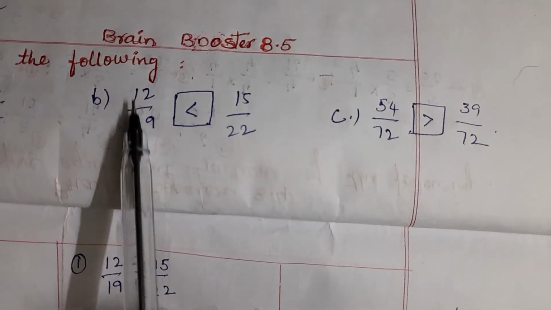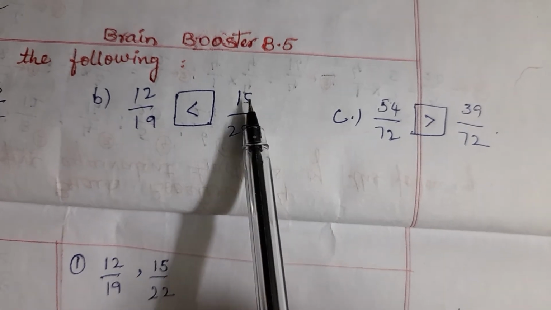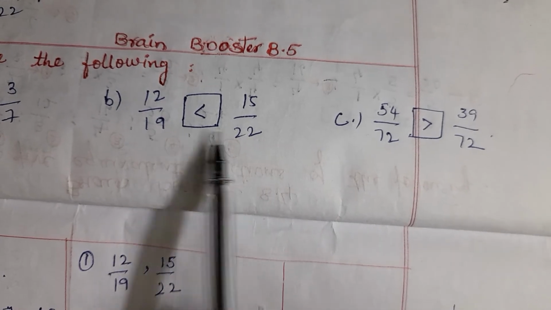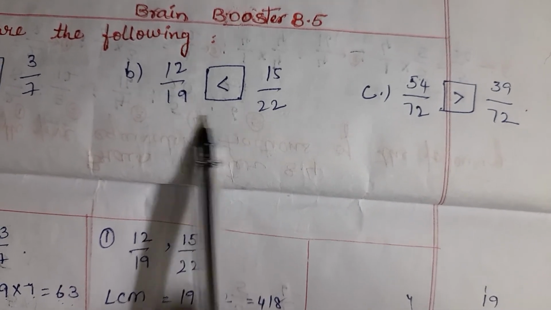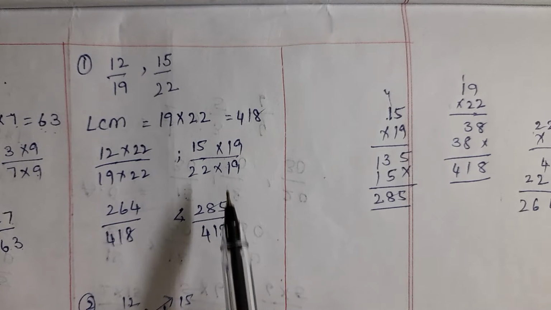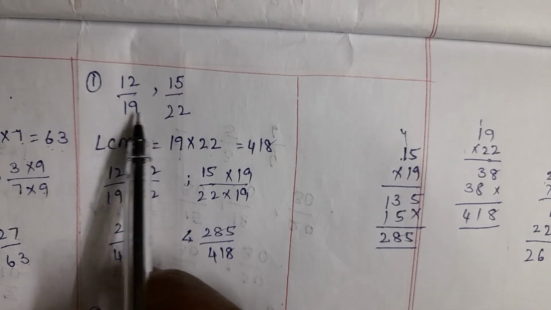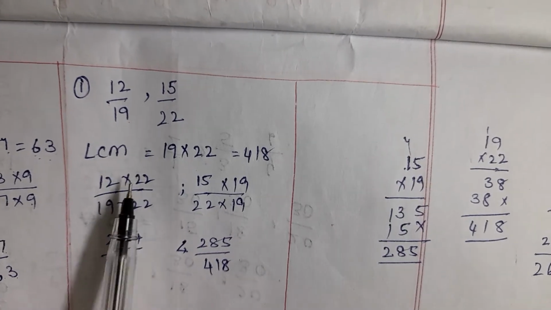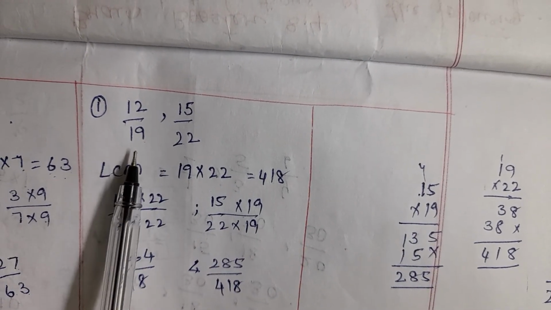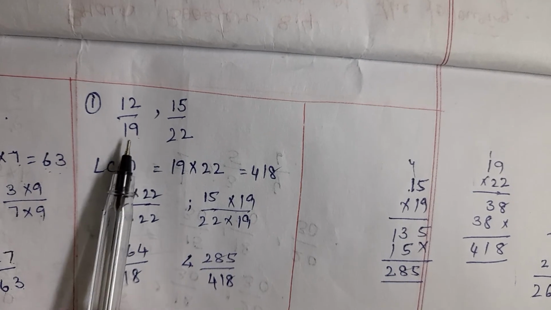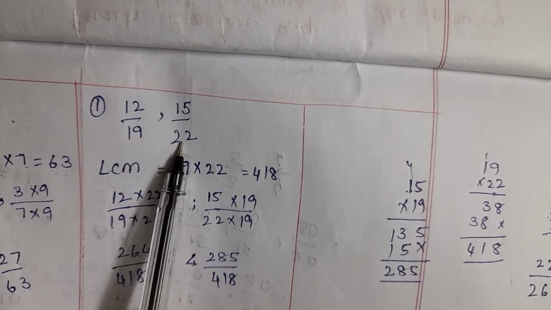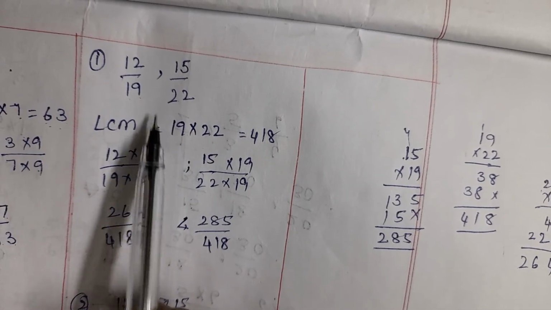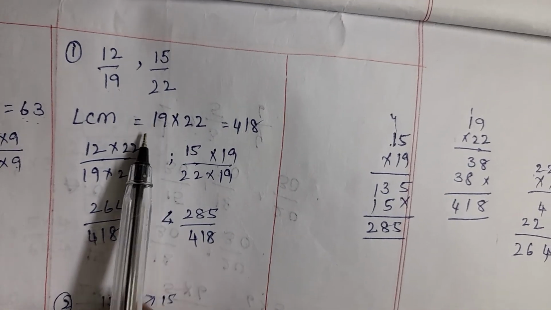Now 12 by 19, 15 by 22. We need to find the comparison between these two. So again in the same method, so first when we check, these two numbers will not come in the same table because one is prime. When one is prime and the other is composite, you cannot. Okay, so these two will not come in the same table.